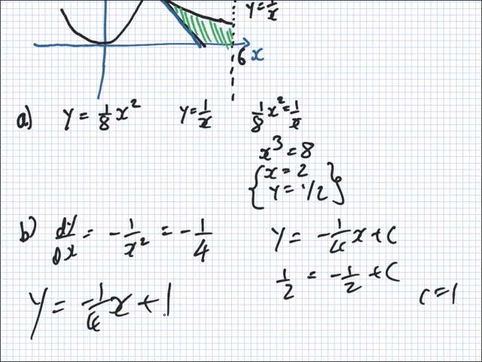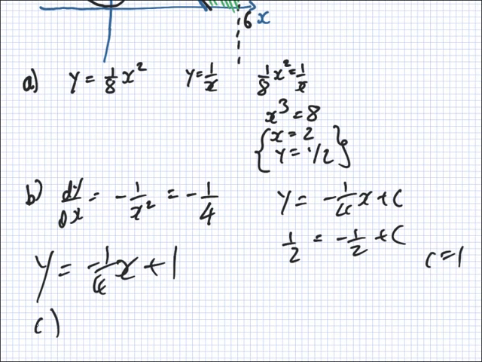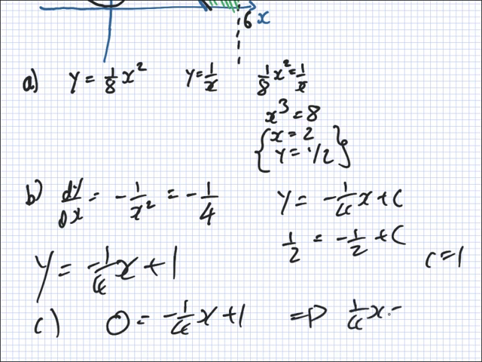Okay, what's the next part? Confirm that the line L meets the x-axis at 4. Okay, so we want to solve where this one meets the x-axis, so that means we make y equal to 0. Well, this is all okay, isn't it? Because then you get a quarter x equals 1, so x equals 4, as they said it should.